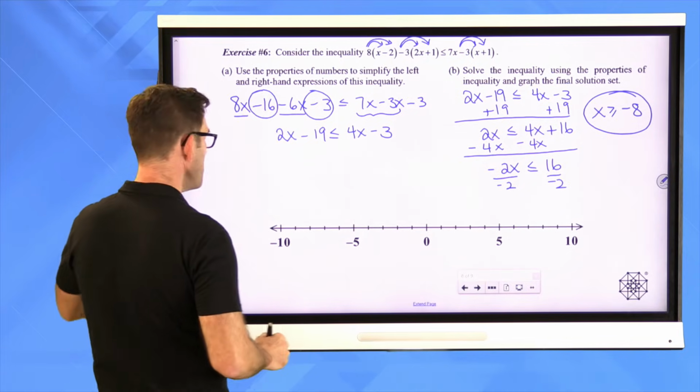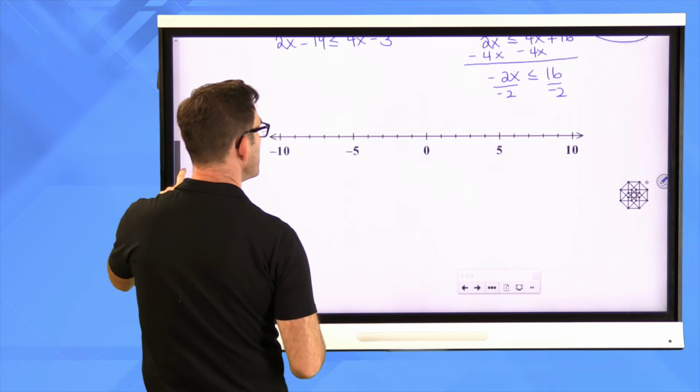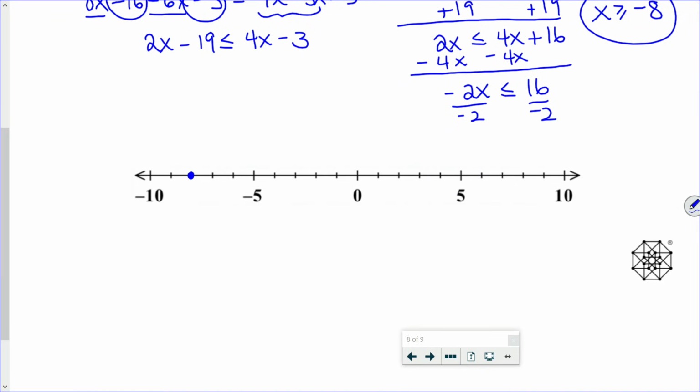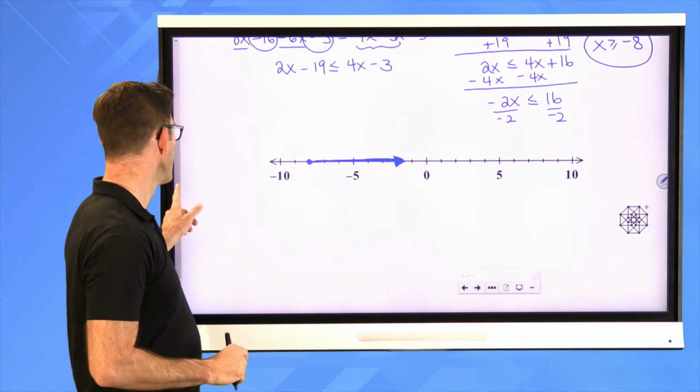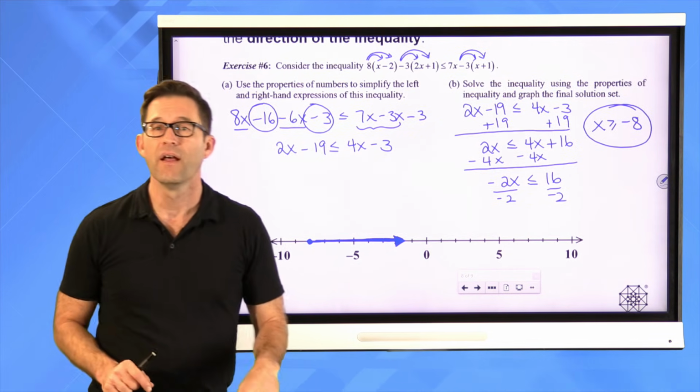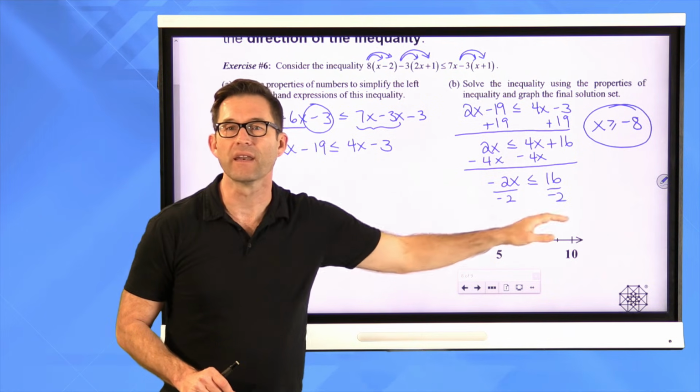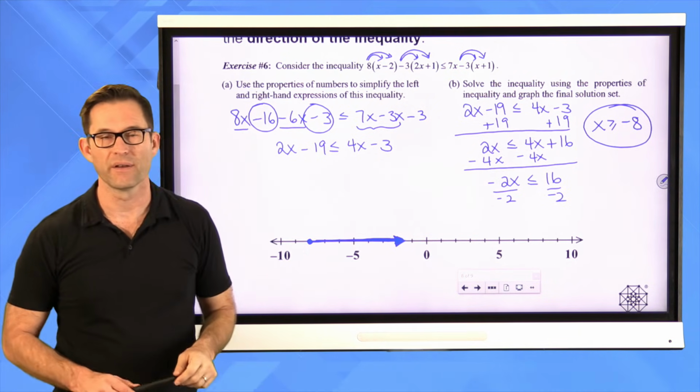So I just need to come in here, extend my page a little bit. Here's negative 8. I'm going to color that in because the solution set includes it. And now I just have to put an arrow and a solid line. How long of a solid line, how big of an arrow, doesn't really matter too much. You just are indicating that everything to the right of negative 8, including negative 8, is part of the solution set. Again, really, really critical to understand that as soon as I do that division by negative 2, I've got to flip-flop the inequality sign.